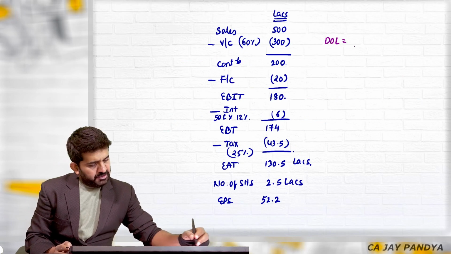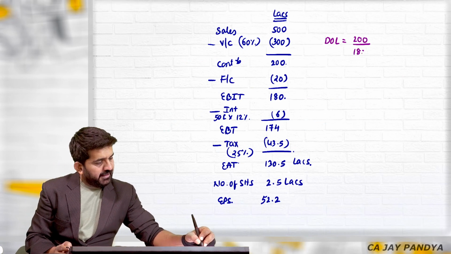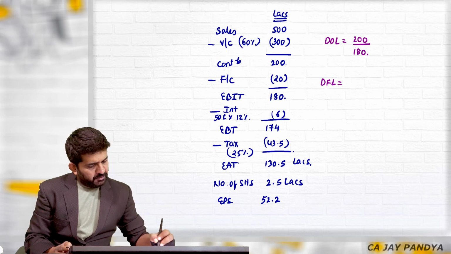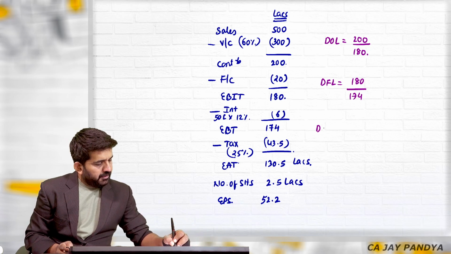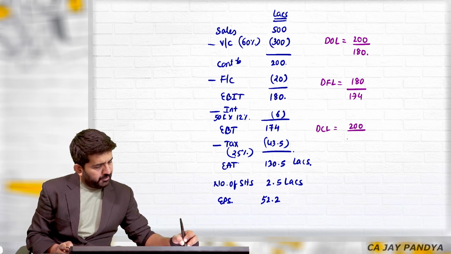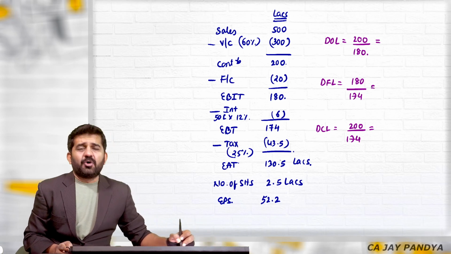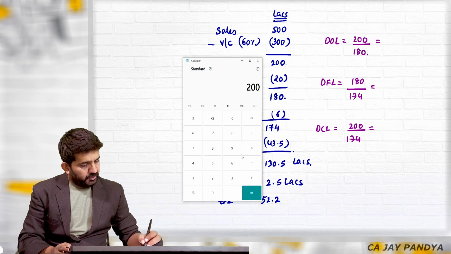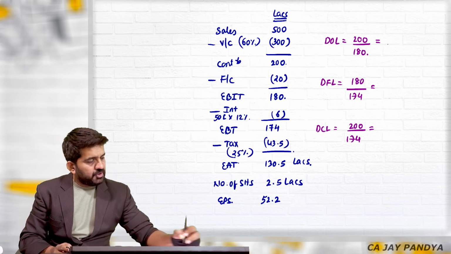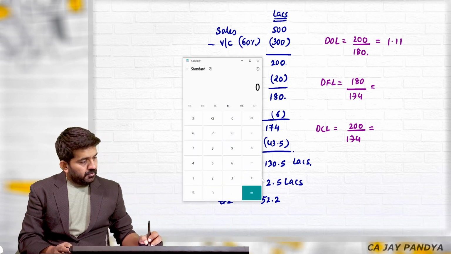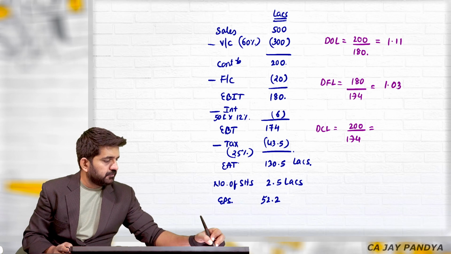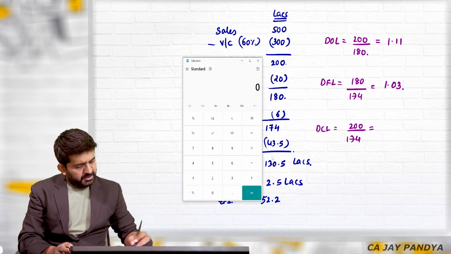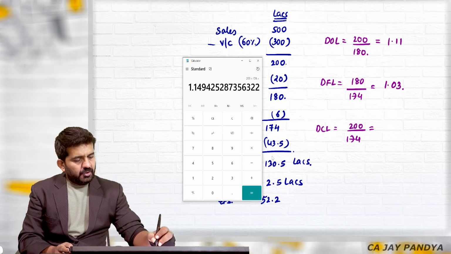Degree of operating leverage is equal to contribution upon EBIT. Degree of financial leverage is equal to EBIT upon EBT. Degree of combined leverage is equal to contribution upon EBT. I will be getting all three answers and I think risk is very minimal. 200 divided by 180, that is 1.1. 180 divided by 174, it is 1.03. Degree of combined leverage will be multiplication of both of these, or 200 divided by 174, 1.15.